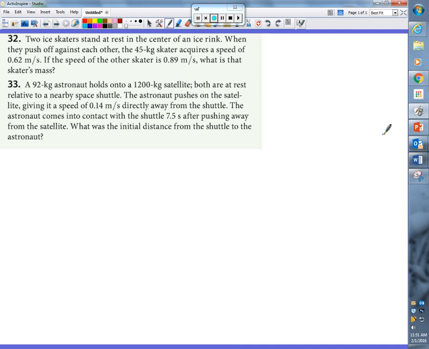So what you have going on here is, say, there's your shuttle. You have an astronaut here, and then you have some type of satellite. Weird looking thing. So the astronaut pushes off the satellite. They want to know the initial distance the astronaut was from the shuttle. Now, all you have to do is solve a simple motion problem: distance is equal to speed times time, that last step.